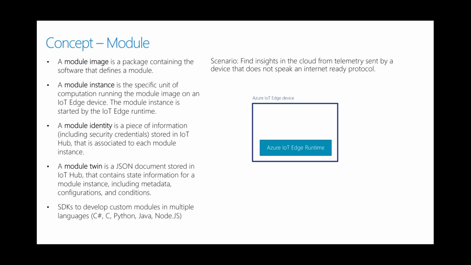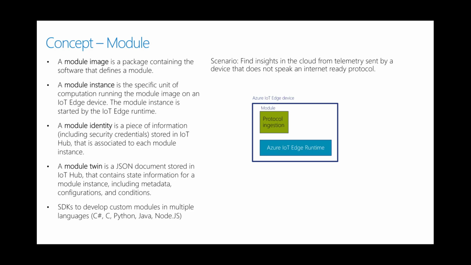So let's think about a very simple scenario here. As you can see here, find insights in the cloud from telemetry sent from a device that does not speak an internet-ready protocol. So again, this goes back to what I was saying. Maybe this is a binary protocol that is proprietary, that has been written because we need to minimize bandwidth between the device and a gateway. Maybe this is an RS-232 connection, talking over a COM port. Maybe this is Modbus. Maybe this is a bunch of other protocols that are used.